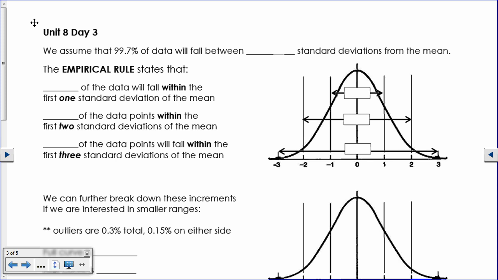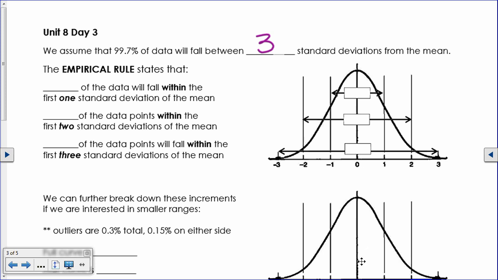So, when you have a normal bell curve like this that we were learning last time, we are going to assume that 99.7% of the data is going to fall within 3 standard deviations from the mean. So it's almost 100%. The extra 0.3%, we call those the extreme outliers. Those are beyond the -3 and 3 mark, so we have very few points from the data set that far out. Our empirical rule is going to break up the curve into 3 sections for each half.